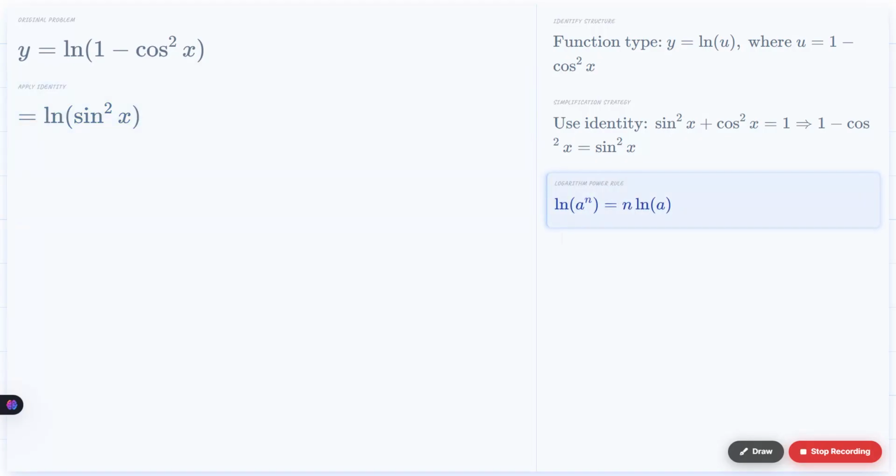We look at the rule where natural log of a to the power of b equals b times natural log of a. We do this to prepare for moving the small number. This is a math rule for logarithms.